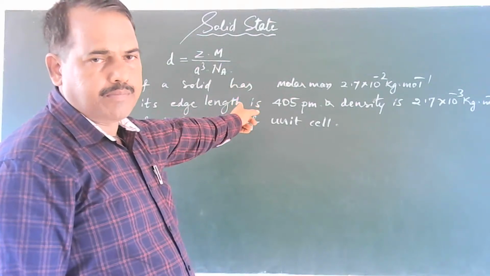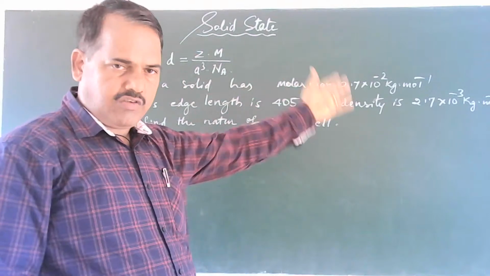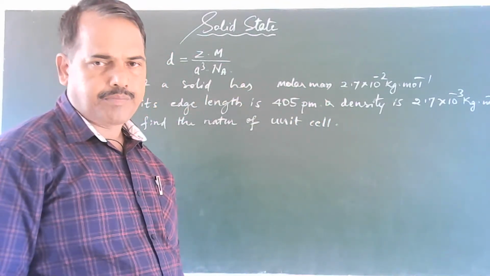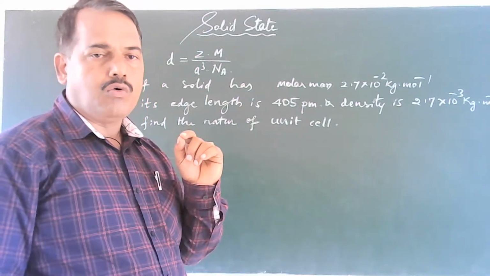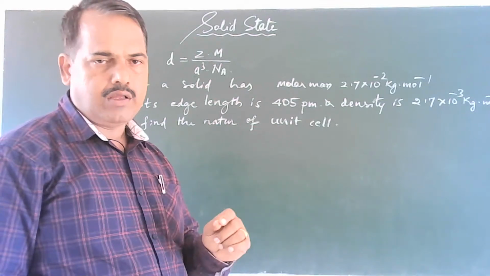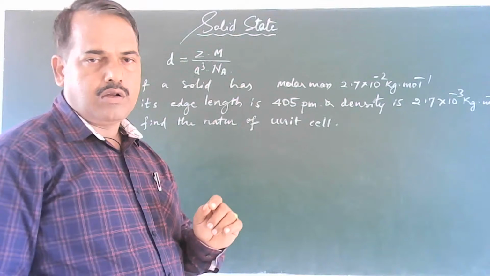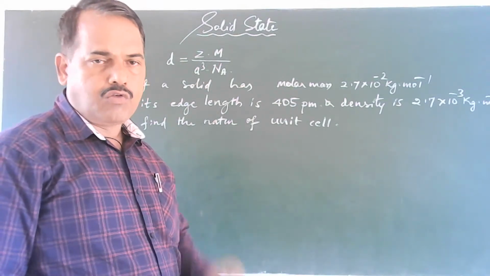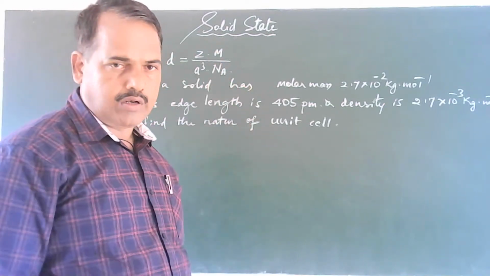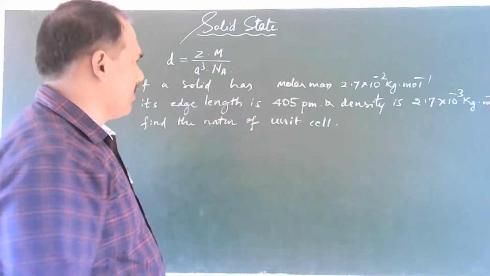In the given problem, it may be a metallic solid; its molar mass is given, density is also given, and edge length is given in picometer. Are you clear? We have the formula D = Z × M / (a³ × N_A), which is used to calculate the density. So here you have to calculate the number of atoms, that means Z. First we shall see what notation is given here.